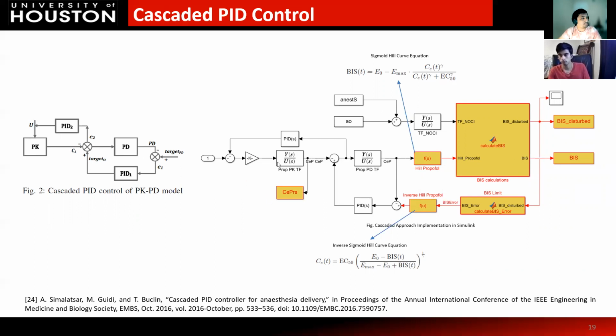We have the PKPD model, the Hill propofol function, which converts this data into the BIS value. Now, we also have the disturbance model, of course. This BIS value is taken in as feedback, and this BIS error is then inverted using an inverse Hill function, which is the inverse of this function in order to get the concentration, which is then fed back into this first PID. The concentration is met, and then the second PID controls the infusion of the drug. And this is how the cascaded approach really works.